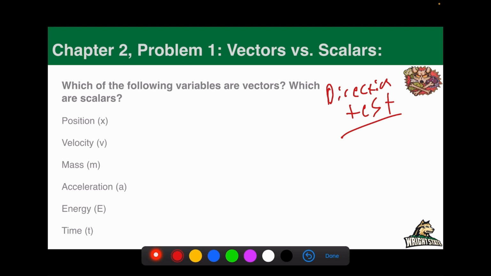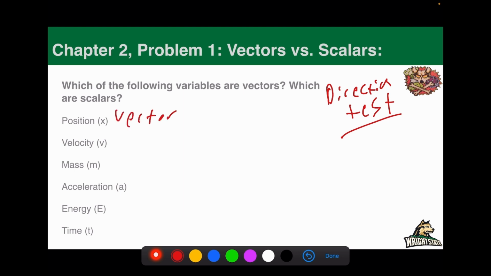Okay, so position, for instance. Well, I would describe my position as like in meters, right? It's like, oh, I'm 35 meters away from the door. Does that make sense to put a direction on it? Okay, I'm 35 meters north of my cat. I'm 25 meters to the left of the soda machine. Yes, that does make sense with the direction, so it's going to be a vector.